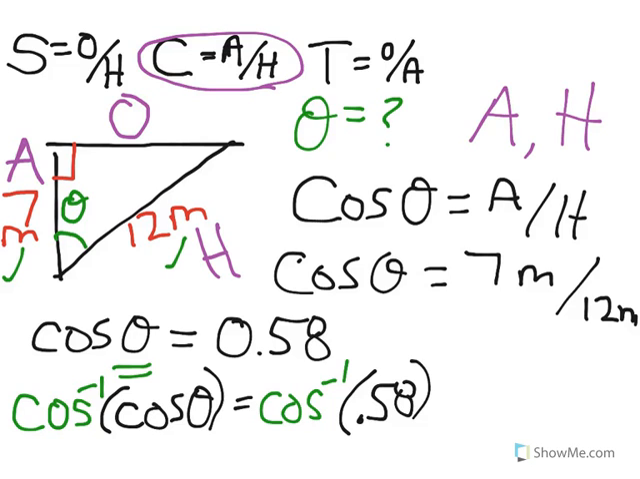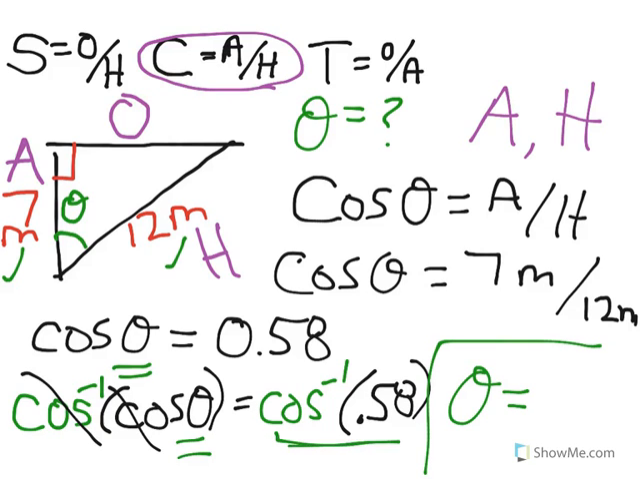And after you do that, what do you get? Well, the inverse cosine of cosine just leaves you with theta by itself. And so at the end, we can say theta equals the inverse cosine of 0.58. Try it on your calculator, and you'll find out what the angle theta equals. Now, remember, we did round that 0.58. So using that 0.58 and taking the inverse cosine of that, we get 54.6 degrees. That's how you find an angle.